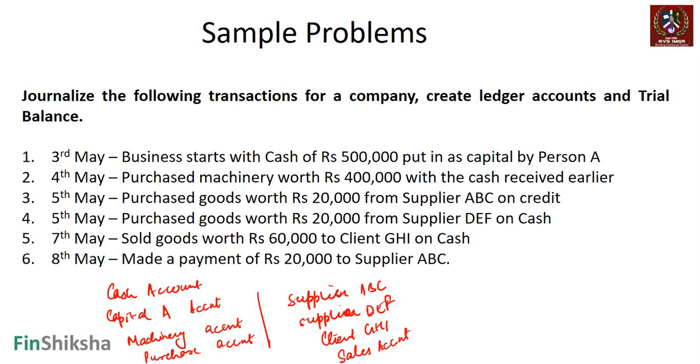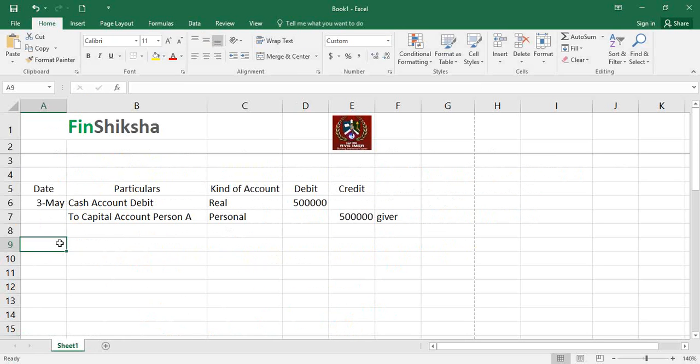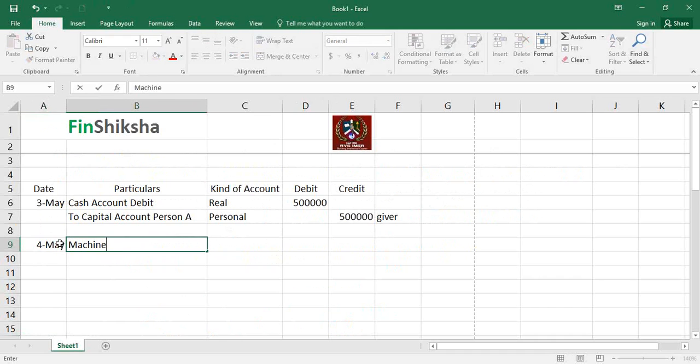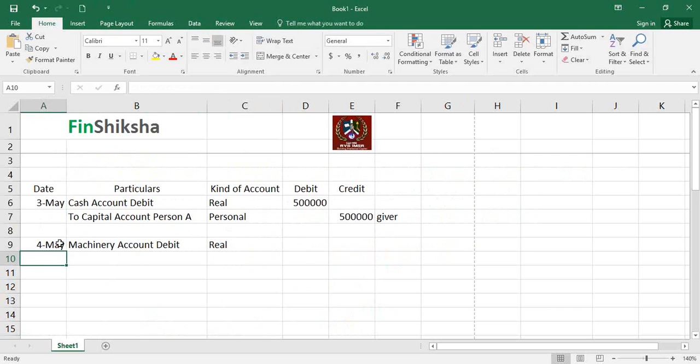That's what happens here. Transaction 2, purchased machinery worth 4 lakh with cash received earlier. So on 4th of May, machinery account debit. Why? This is also a real account. To cash account credit. Why? This is also a real account. What comes in? Machine comes in. What goes out? Cash goes out. So that's basically why we put cash in credit and machinery in debit, right? Let's move ahead to the next transaction.